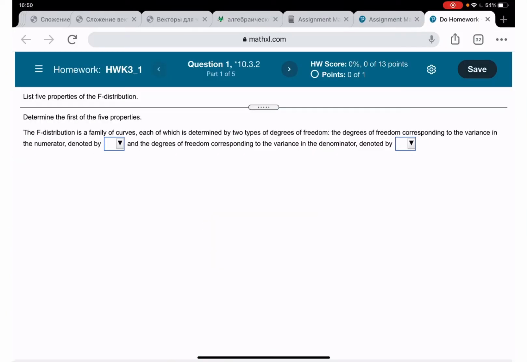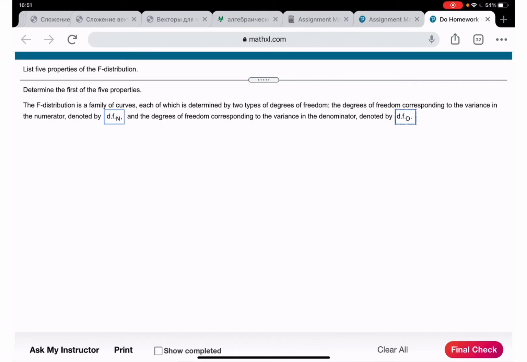Okay, question number 1. List 5 properties of the F distribution. The F distribution is a family of curves, each of which is determined by 2 types of degrees of freedom: the degrees of freedom corresponding to the variance in the numerator, denoted by dfn, and the degrees of freedom corresponding to the variance in the denominator, denoted by dfd. Okay, let's check.